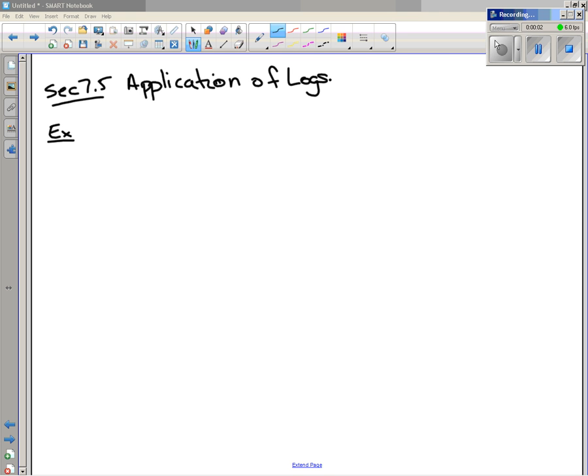Okay, so we'll look at an example or do some word problems for application of logs in section 7.5. And our example is going to be a financial math problem. We're going to say we found something where we can invest at 6% per annum, compounded quarterly.